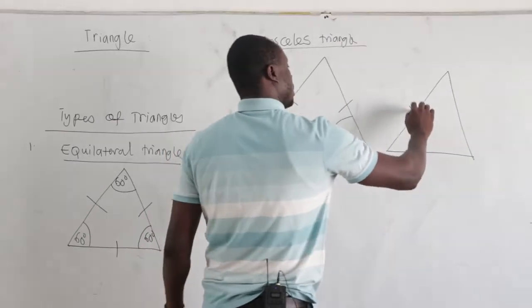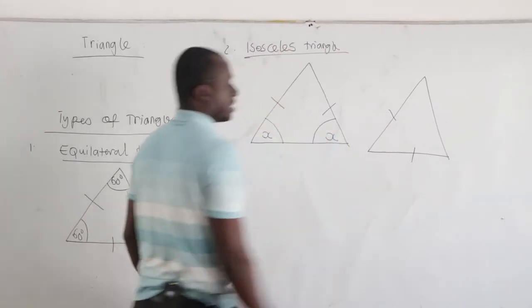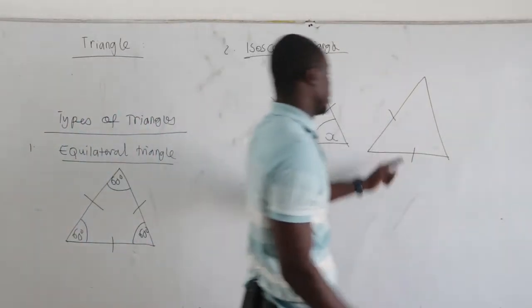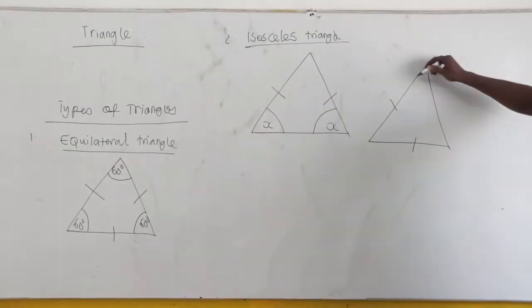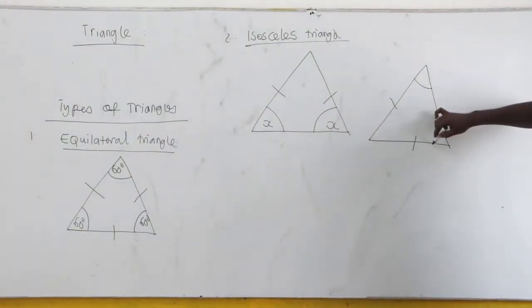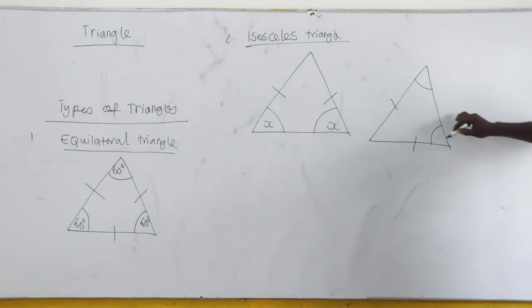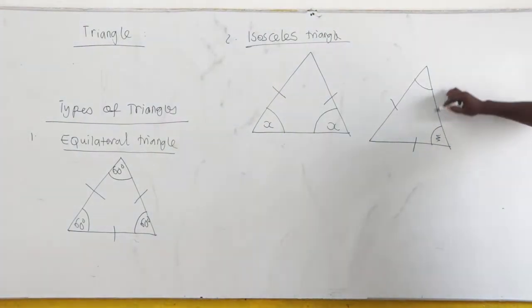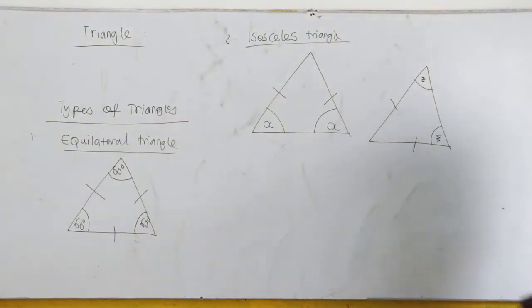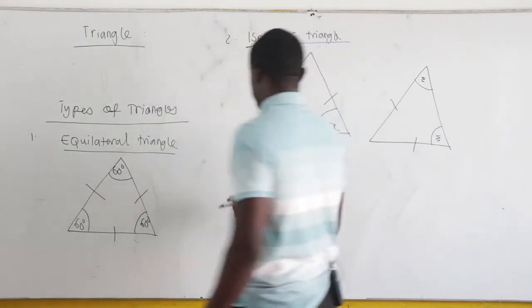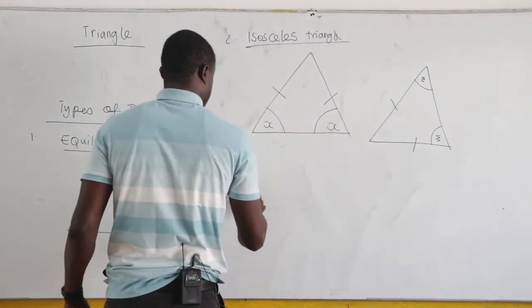Now it can be that this side and that side are equal. And if this side and that side are equal, then the angle over here is the same as the angle over here. So if this angle is m, then the angle over here too is m. So if 2 sides are equal, the base angles must also be equal.